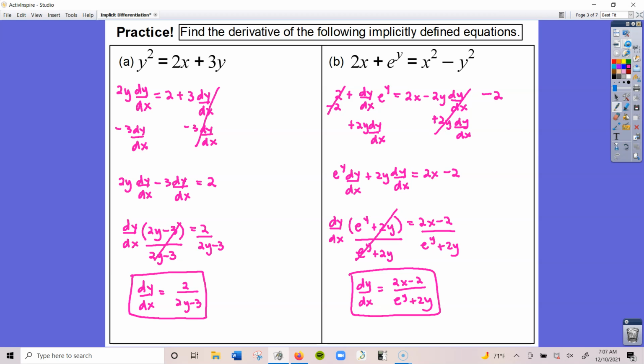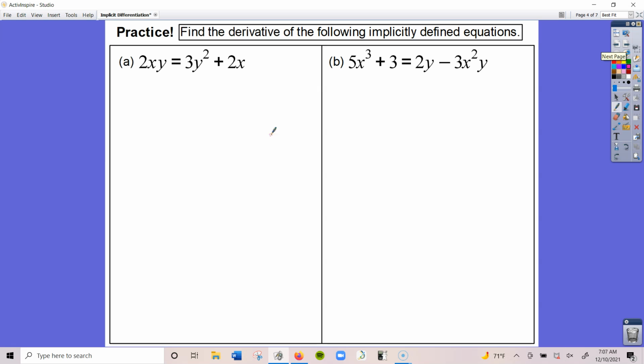Let's try a couple more complicated ones. With this first one, we got 2xy is equal to 3y squared plus 2x. When you have x and y being multiplied, here we have to use the product rule. So that's what we're going to start off with. And think of it as 2x times y. So the derivative of 2x is 2, leave y alone. Plus, now leave 2x alone, and the derivative of y is dy dx. And that's going to equal to 6y dy dx plus 2.